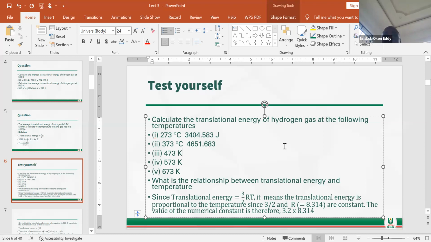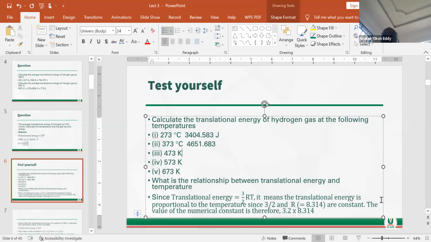What is the relationship between translational energy and temperature? Already we have shown examples where the 3/2 RT is equal to the translational energy. So you can now say 2 times the translational energy divided by R multiplied by 3 will be equal to the temperature. So since translational energy is 3/2 RT, it means the translational energy is proportional to the temperature.